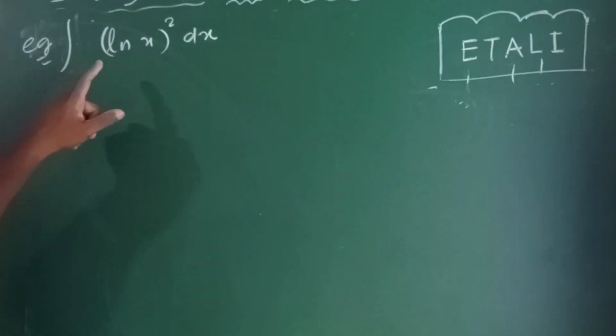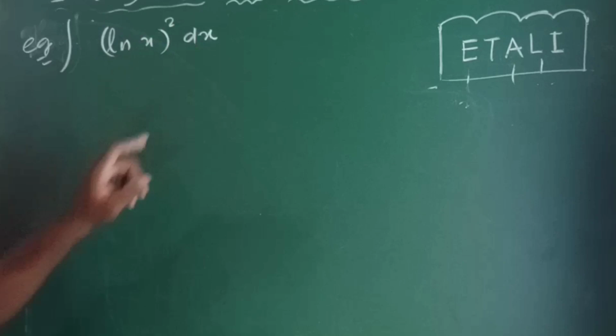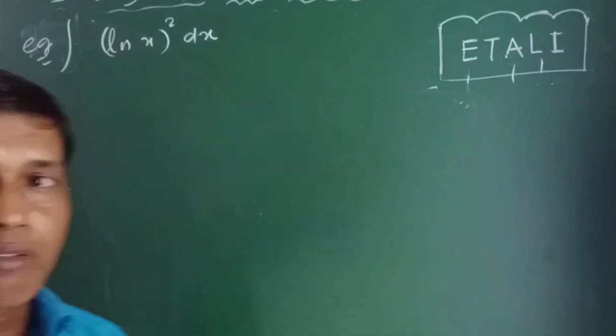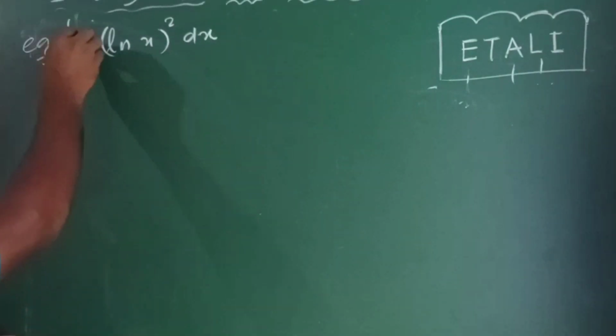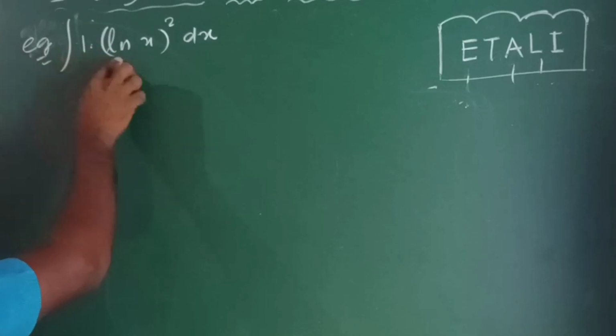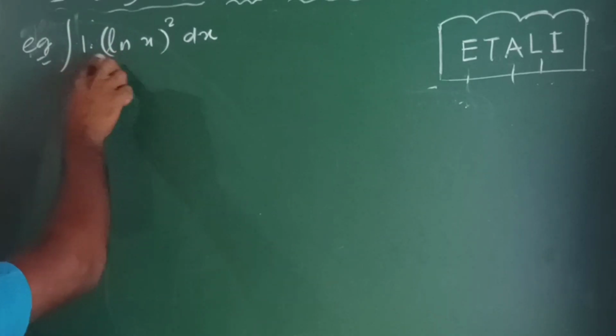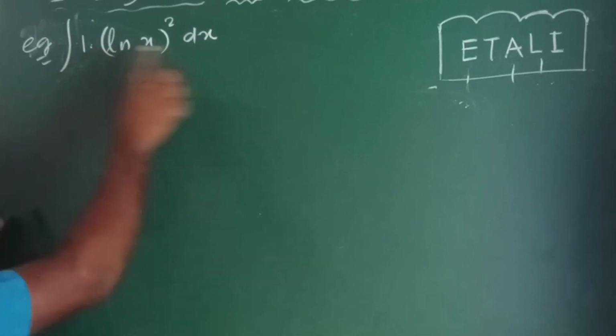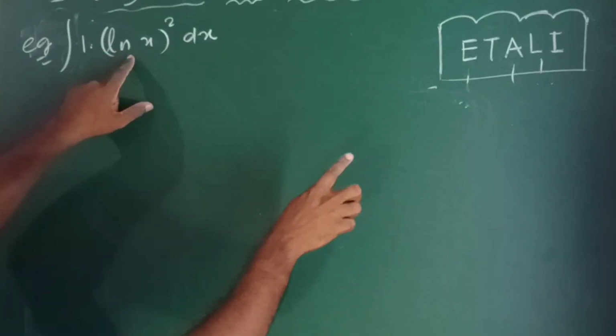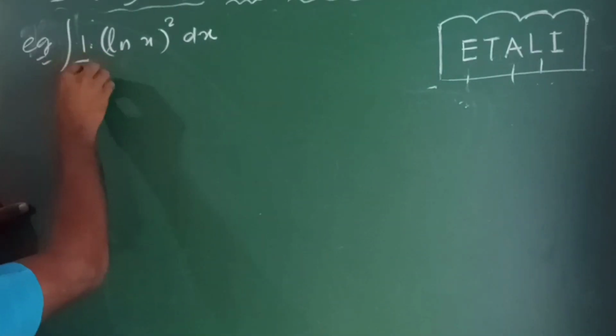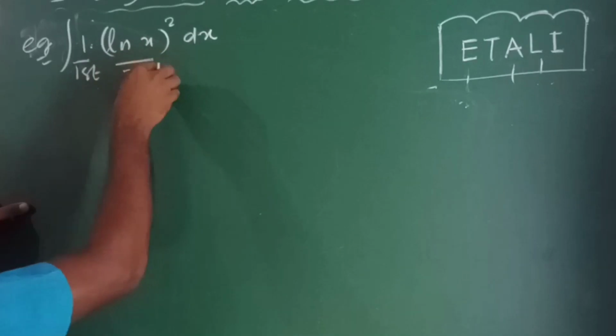Another is integrate square of log x dx. I have already said to integrate a logarithm function you have to multiply by 1. So I multiply by 1 here. Now this becomes 2 functions. One is 1, another is log x square. One is the algebraic function and this is the logarithm function. So 1 is always the first function and this is the second function.